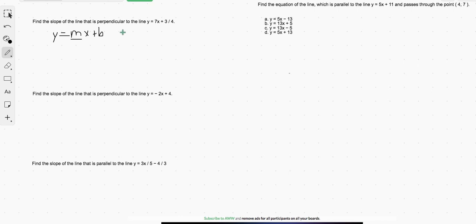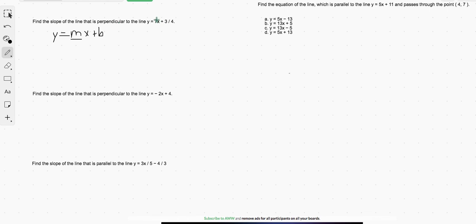So find the slope of the line that is perpendicular to the line y equals 7x plus 3 over 4. So what is the slope? If you could find out, x isn't a slope, and this 3 over 4 is actually b. So what else could be the slope? Well, 7 has to be the slope because it shows in the equation. So if 7 is the slope, they want to know the slope of the line if it would be perpendicular.